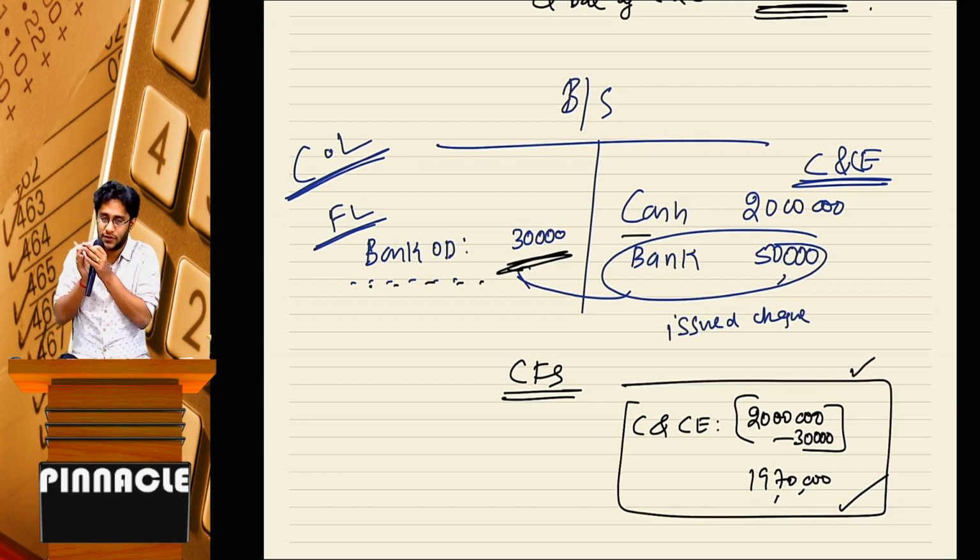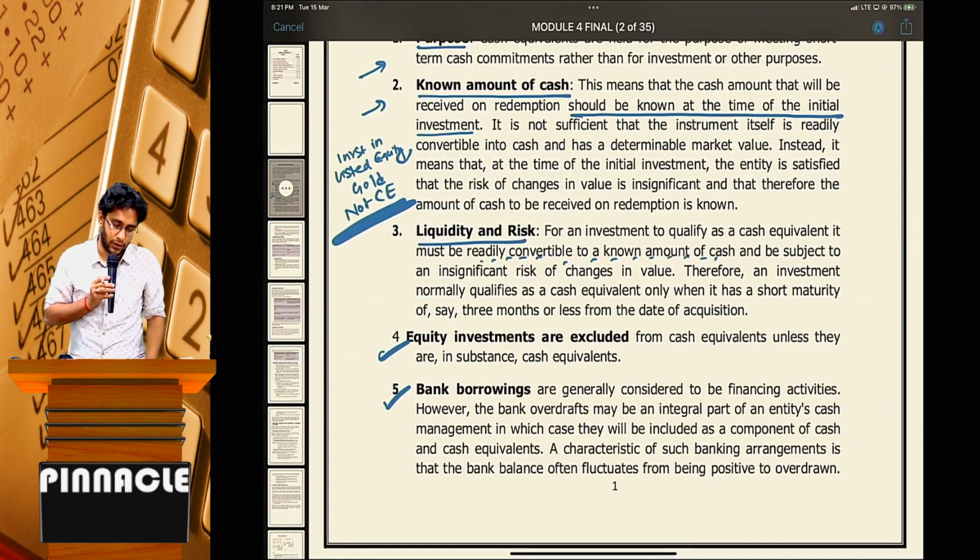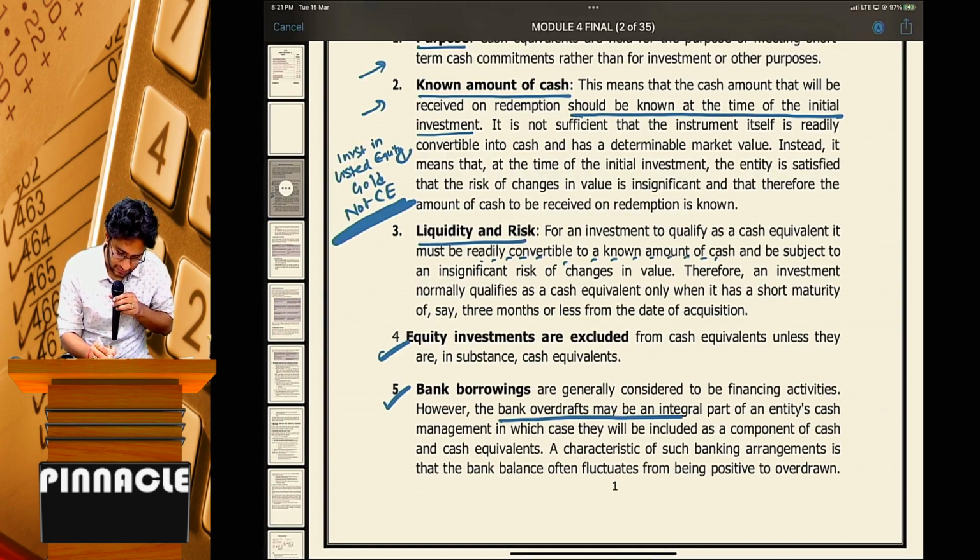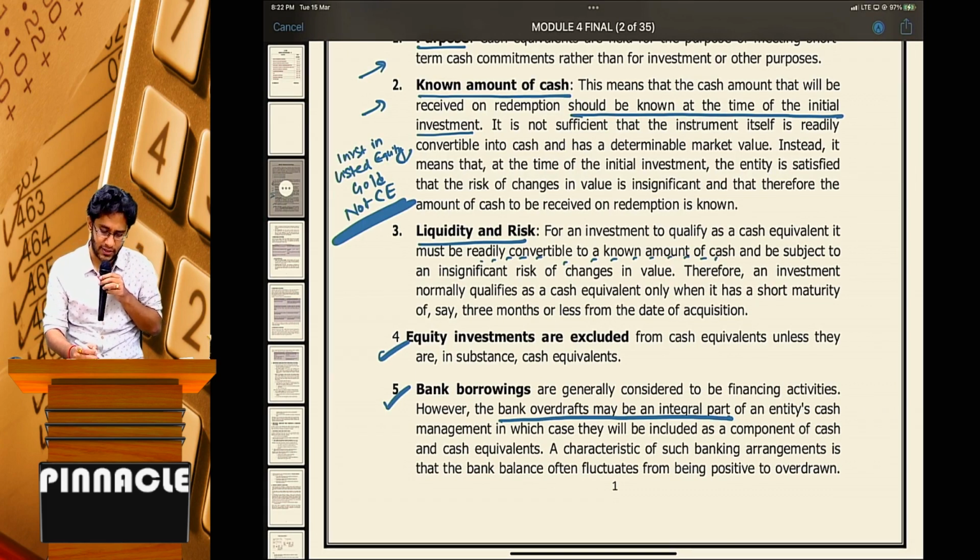Here I am netting off, sir, but netting off is only for the purpose of cash flow, not for the purpose of your final balance sheet or accounting. Bank borrowings are generally considered to be financing activities. However, bank overdrafts may be an integral part of an entity's cash management, in which case they will be included as a component of cash and cash equivalents.